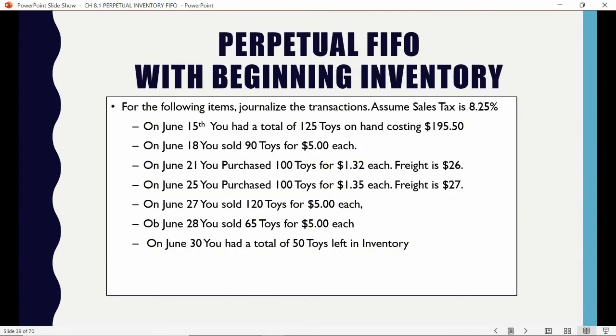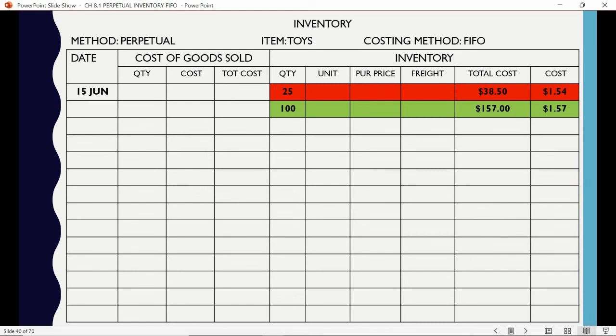Then on June 18, we end up selling an additional 90 toys for $5 each. So therefore, I need to solve once again that I am selling 90 toys. In this case, because I'm using FIFO, I need to get rid of my red batch first, and then I need to go ahead and get rid of my green batch.